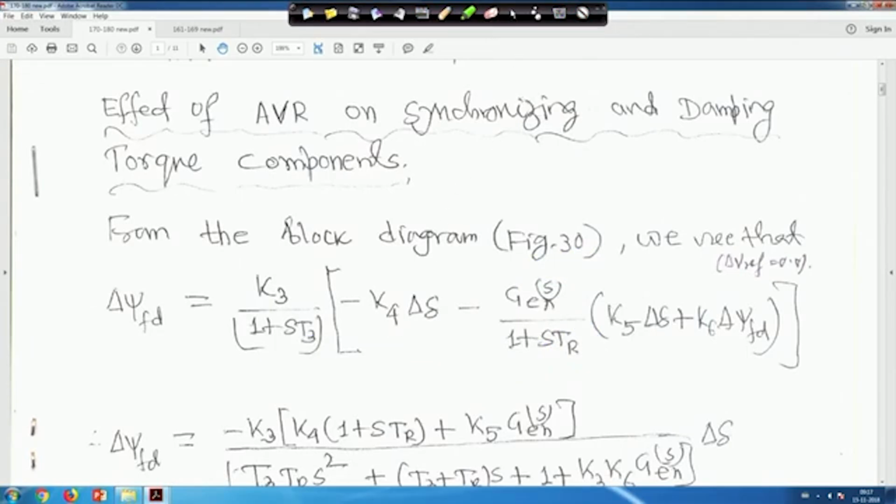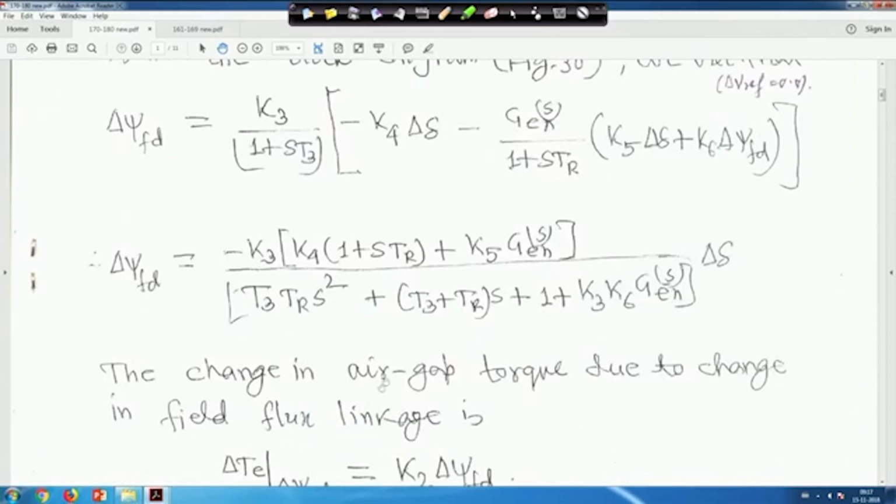Now upon simplification, it will become minus k3 k4 in bracket 1 plus sTR plus k5 GEX(s), and in the denominator T3 TR s squared plus T3 plus TR s plus 1 plus k3 k6 GEX(s), delta. So now TR is not neglected till now.